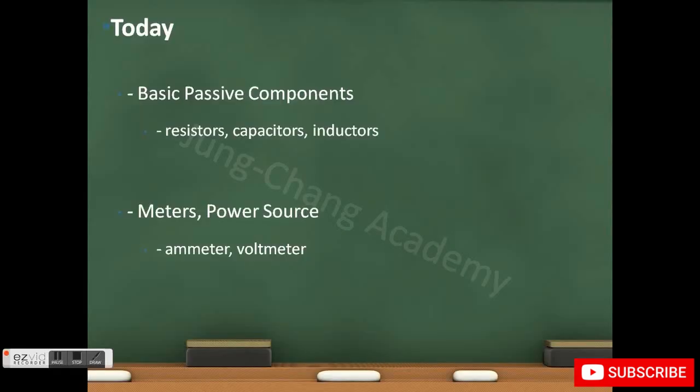Welcome back to Introduction to Electrical Engineering. Today we're going to talk about the most basic electrical components in a simple circuit: resistors, capacitors, inductors, and the power source. You'll also learn the usage of an ammeter and voltmeter in this lecture.